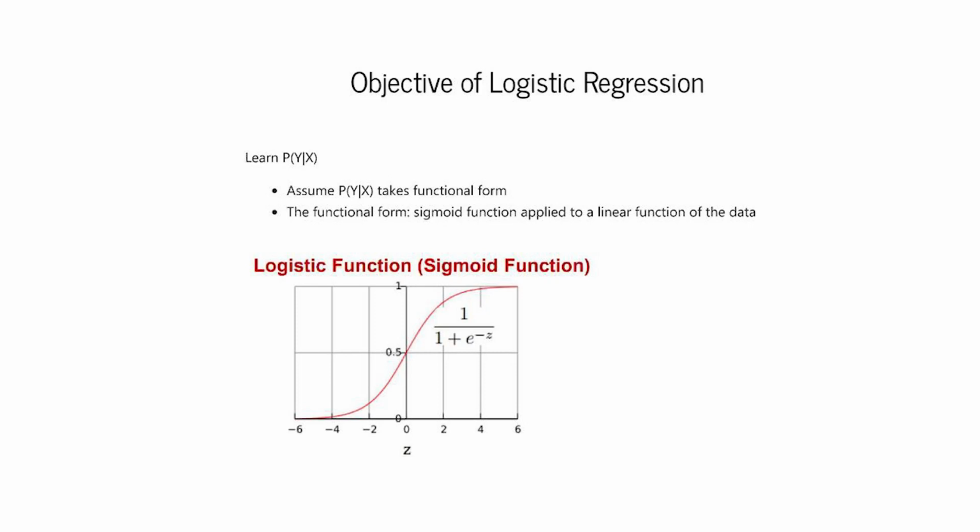Now, the sigmoid function has some cool properties. So you can see it's bounded between 0 and 1. Now, as the value increases, the value converges to 1, while as the value decreases, it converges to 0.